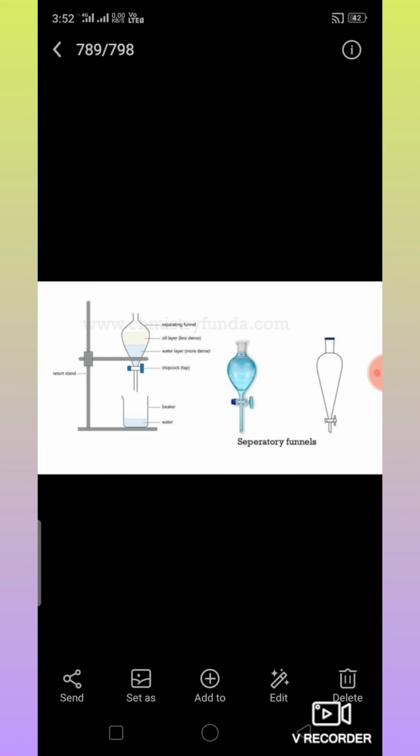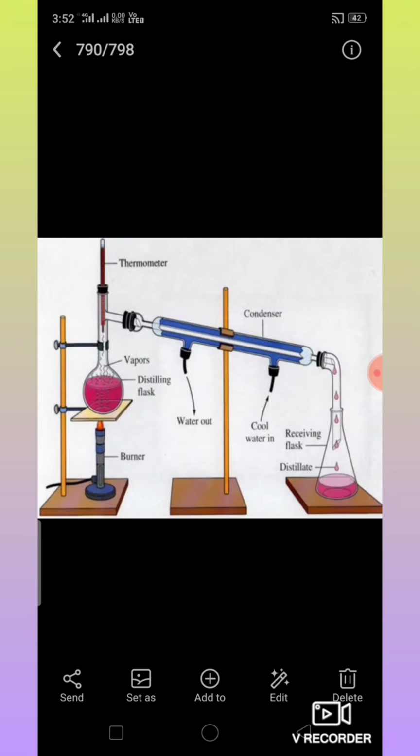Solvent extraction is an old practice done for years. It is the main process in perfume development, and it is also used to obtain dyes from various sources. Next we are going to see simple distillation. Distillation is a process of obtaining pure liquid from a solution.